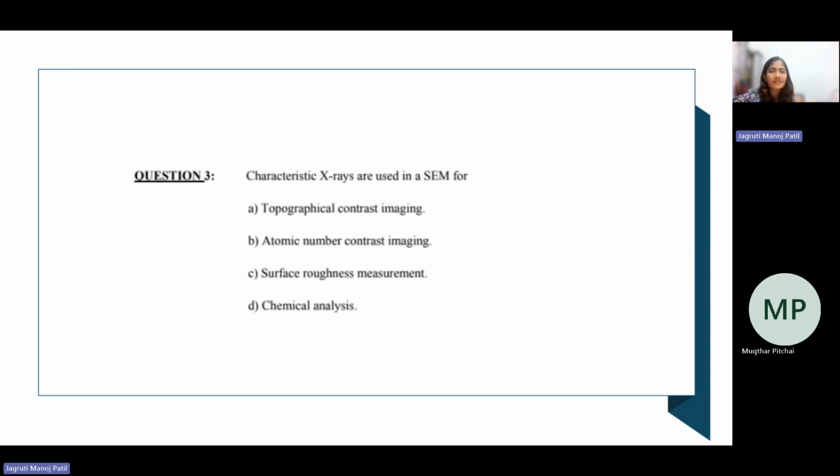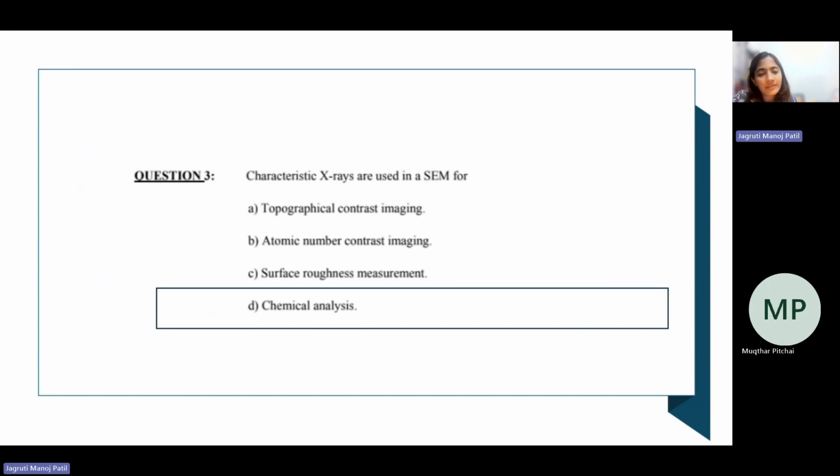Characteristic X-rays, I guess. They are used in SEM for what? Through characteristic X-rays, you get information about which of the following, like topological? Just think of it. From where do you get the characteristic X-rays? If you just assume a K shell, from where do you get it? If you know that, you know the answer. Chemical analysis, ma'am.